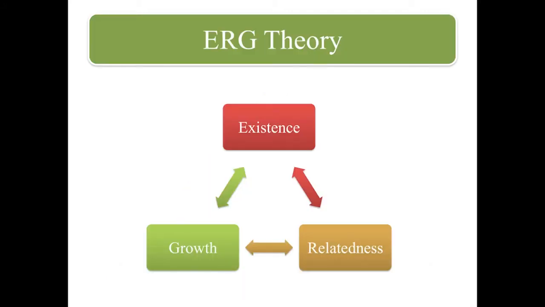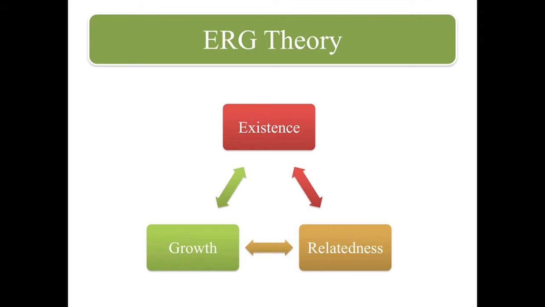After Maslow's hierarchy came ERG theory, or existence, relatedness, growth theory. In this theory, much like Maslow's hierarchy, there are these three needs, and both of these are needs theories that we're talking about. And if we really map these onto the hierarchy, they map on well.